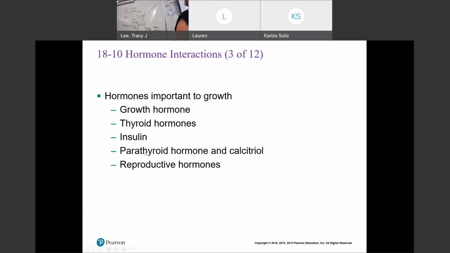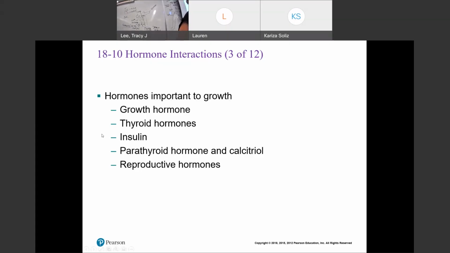Parathyroid, if I'm going to make big, strong bones, then I'm going to need lots of calcium, right? So if I don't have enough calcium, we're going to go get it from our bone storage. And then reproductive hormones, these are going to give secondary sex characteristics. Our androgens, our testosterones, are going to help to promote kind of the same types of things growth hormone does, lean body mass, bigger muscles, bigger bones, longer bones. Secondary sex characteristics, and then our estrogens are going to do the secondary female sex characteristics.